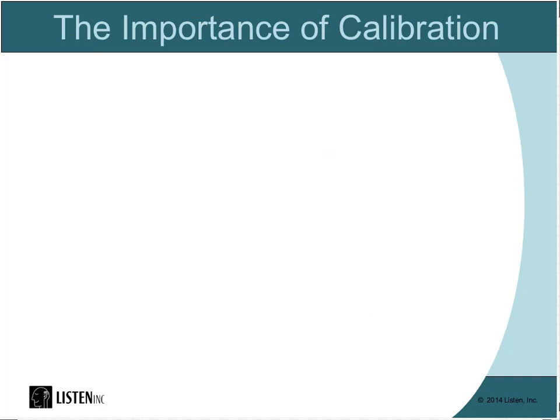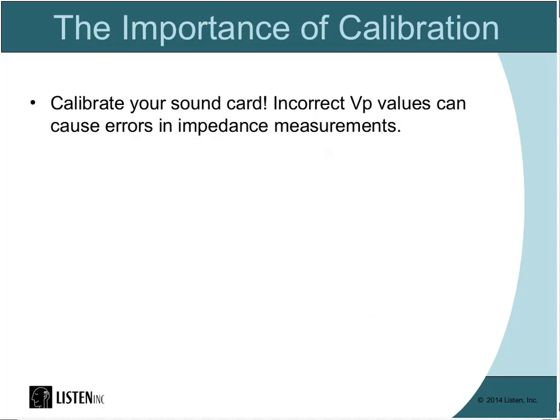So calibration. Calibration is very important, as always. In order to get accurate measurements, you have to calibrate your sound card. You can use the calibration sheet that comes with hardware that Listen sells. And if you don't get the right VP values in there, it could cause errors in your impedance measurements.